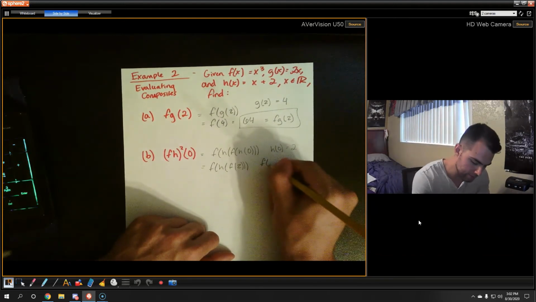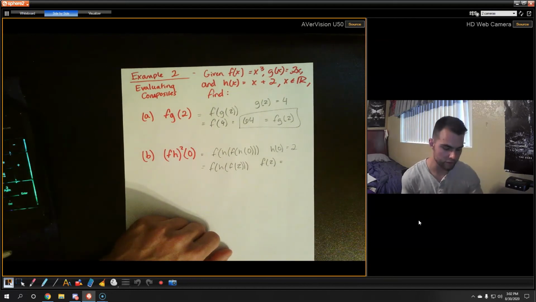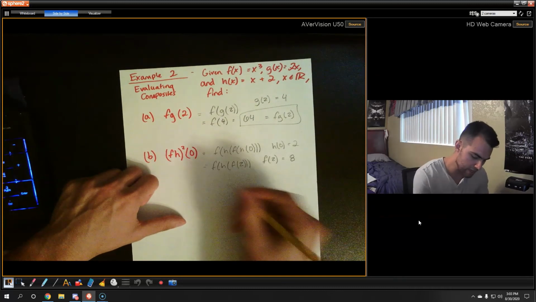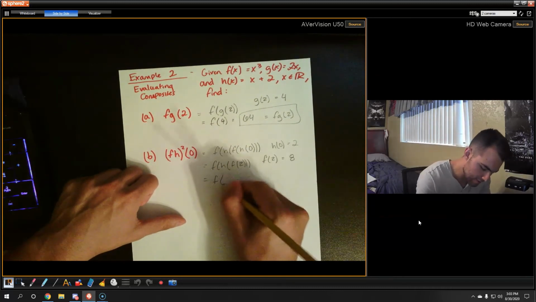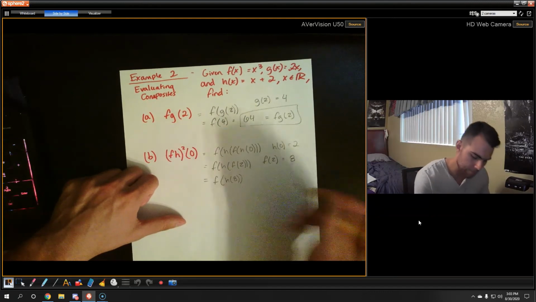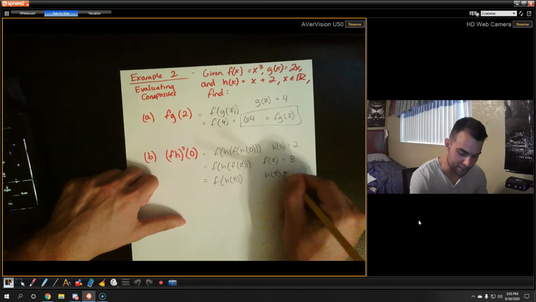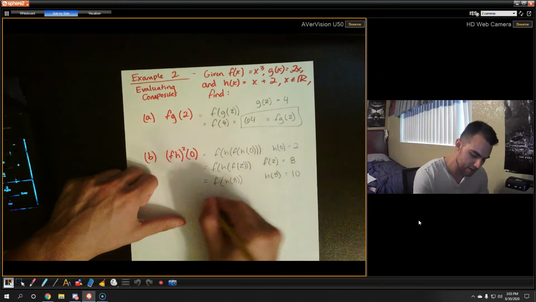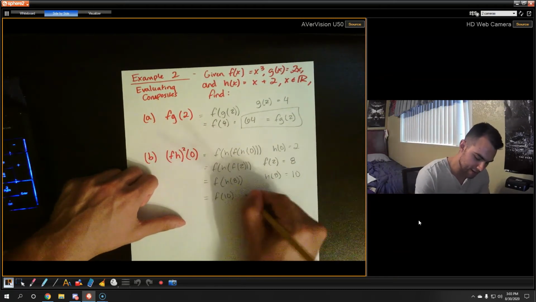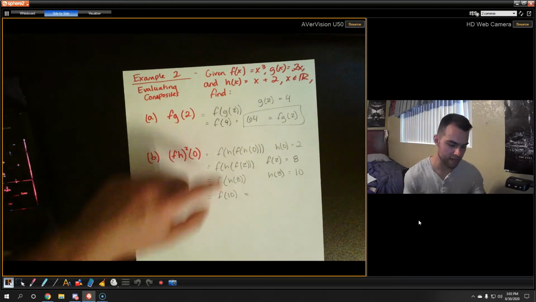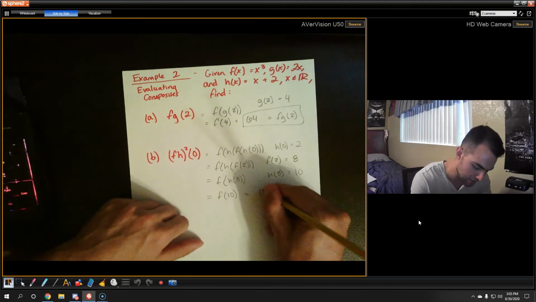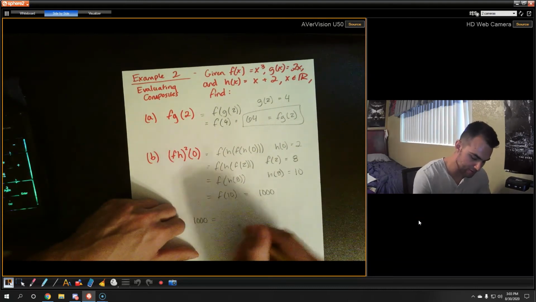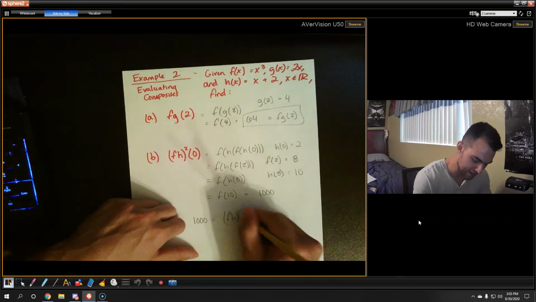f of 2 now. f of 2 is just going to be 2 cubed, which is 8. So now f of 2 becomes 8. f of h of 8. And you guys can see what's going on, right? We just keep repeating the process. h of 8 is going to be 10. Now it's f of 10. And finally, f of 10 is going to be 10 to the third power, which is just 1,000. So 1,000 is equal to f of h to the second power of 0.